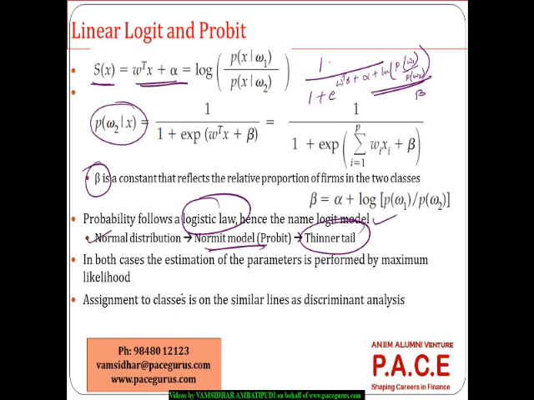And for the assignment to the classes, default versus non-default, in any of the mechanisms the process remains the same. I look at S of X, which is W transpose X plus alpha. If it is greater than 0, I'll assign it to group omega 1, and if it is less than 0, I'll assign it to group omega 2. That process remains the same as in linear discriminant analysis, and estimation of the parameters is performed by the maximum likelihood approach.